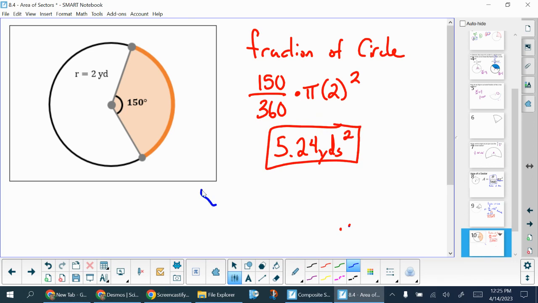So that's area of sectors. It's really a fairly simple thing once you understand that it's just whatever fraction you have times the normal area formula of a circle.